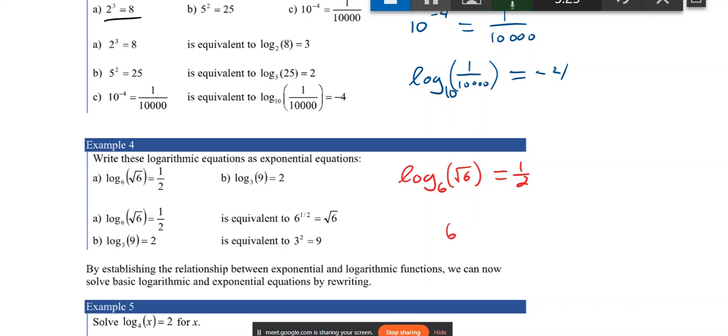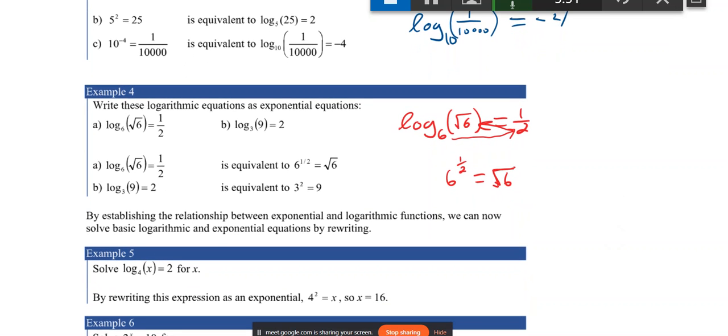Okay, so 6, and then to the power of, right? So it's like 6 to the power of a half is equal to root 6, right? So 6 to the power of a half is equal to the square root of 6, which actually makes sense, right? When you write the square root of 6, that is the same thing as saying 6 to the power of a half. Okay.